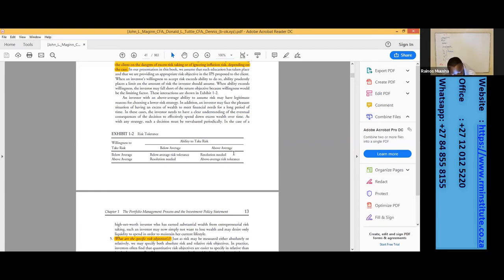So this is how you can use this as a general guideline for you to be able to recommend exactly what the risk tolerance should be for the given client that would be assessed as well.